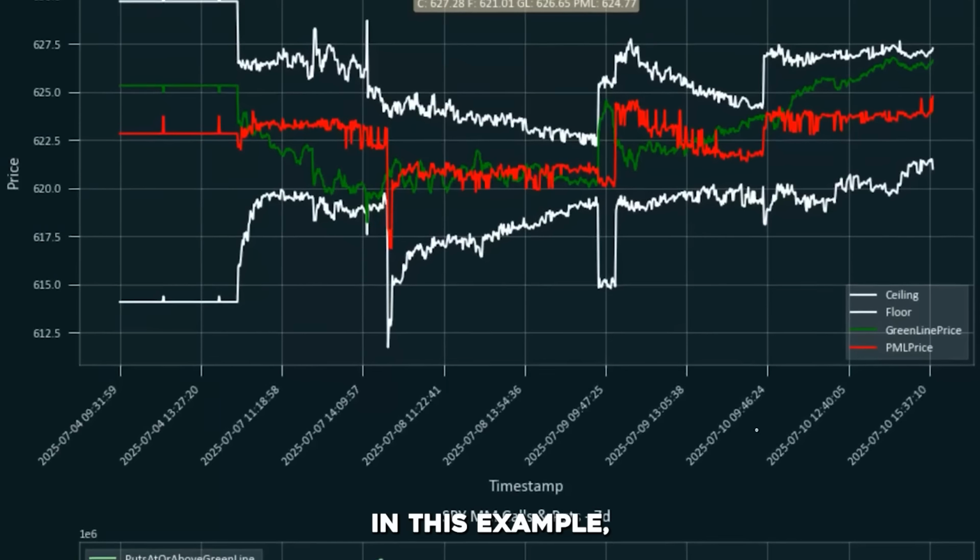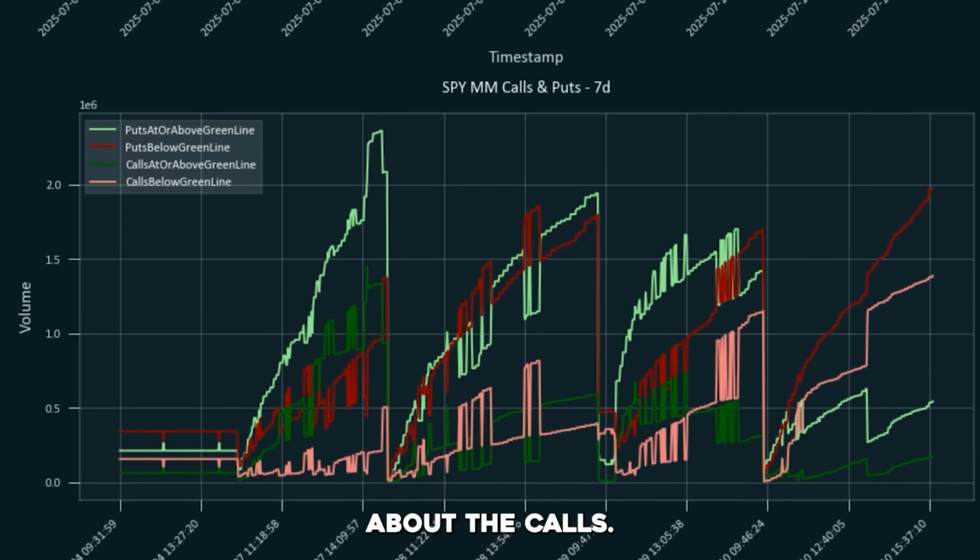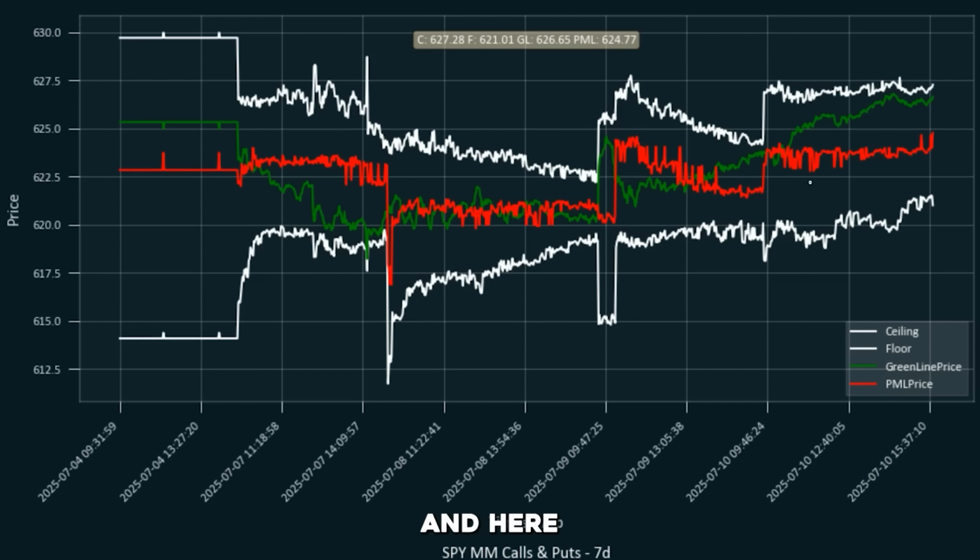So here in this example, I wanted to show you about the calls below. You can see the bullish divergence right here with the puts below greater than the puts above is more subtle. It does not react to the price that much. But here you can see that the calls below are actually more sensitive to the price action. It increased here, it showed a spike here, and here we saw the upside move, right?